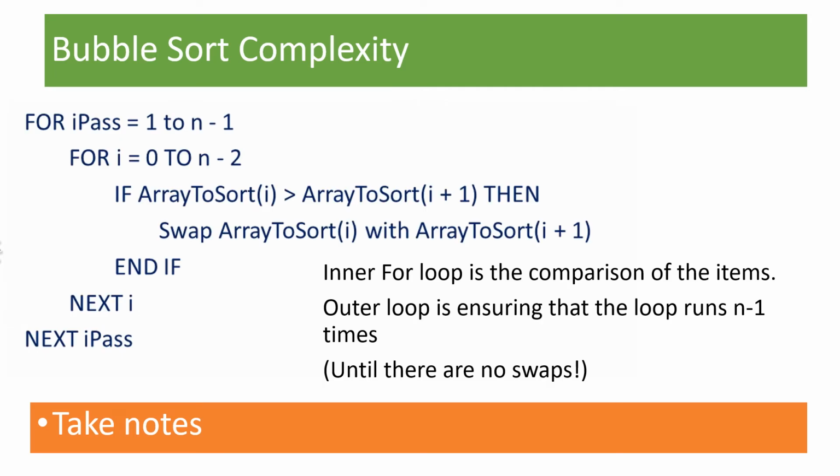Here's a bit of pseudocode for our bubble sort. You can see the inner loop, our second for loop, is comparing the items. As we move through our bubble sort, it compares each item. Our outer loop is ensuring that the loop runs n-1 times until there's no swaps.